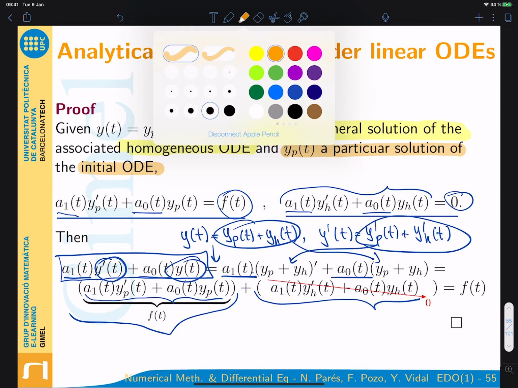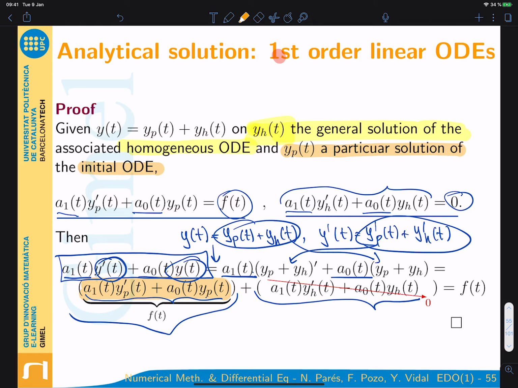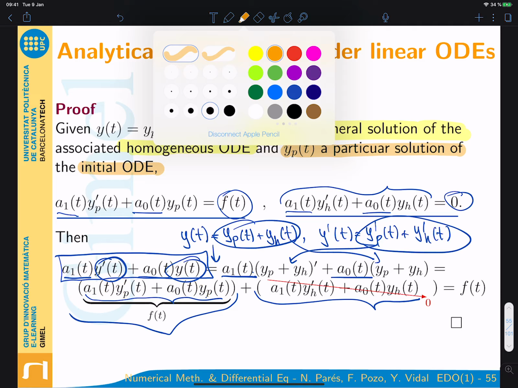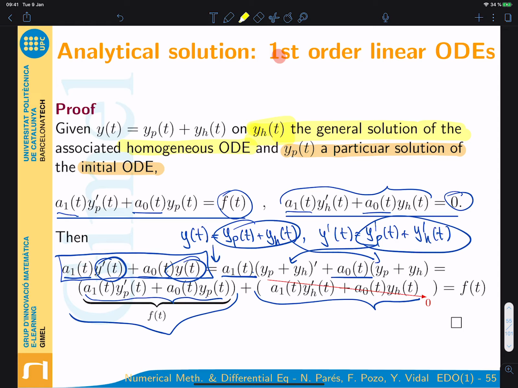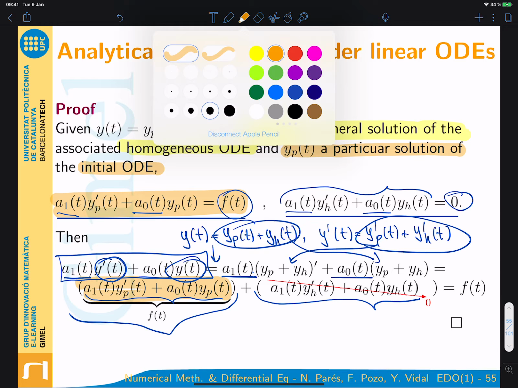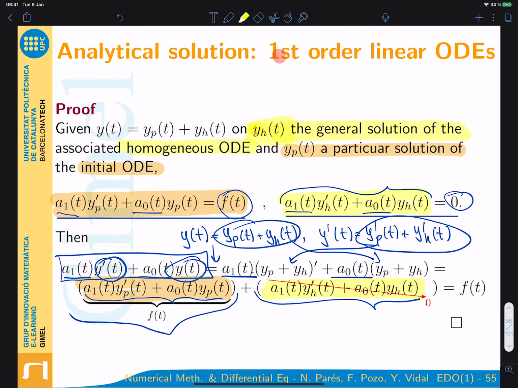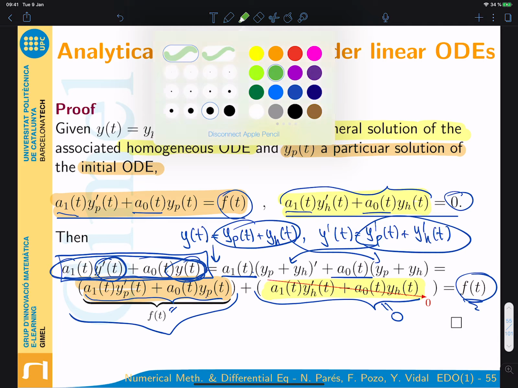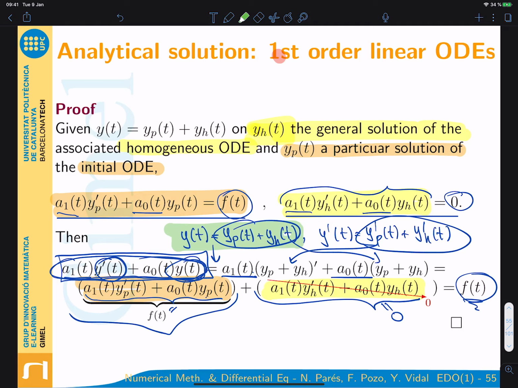You can see here that this is exactly, let's use green for the homogeneous, this equation, and you can see that this is exactly this equation. So of course, this is equal to f of t, and this is equal to 0. So f of t plus 0 is f of t, and we proved that the initial ODE is equal to f of t when using as y of t the sum of yp plus yh. So this completes the proof.